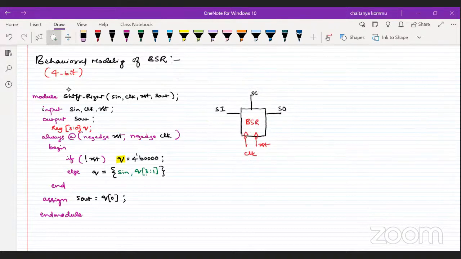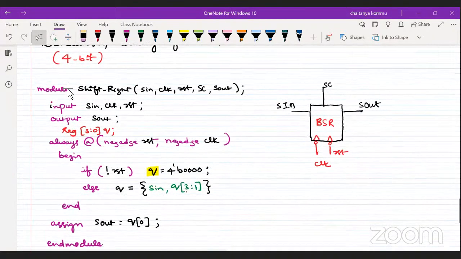So the modification is that I have to include SIN and S out. I have written it right, so I don't want to change the names SIN, S out. The clock and reset, everything is the same. Now I would like to introduce the next one, called SC, shift control. SC will be the shift control. So I can place the shift control at this point also, right? SC.